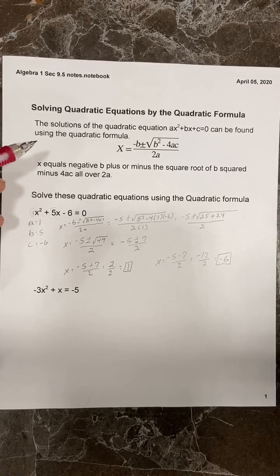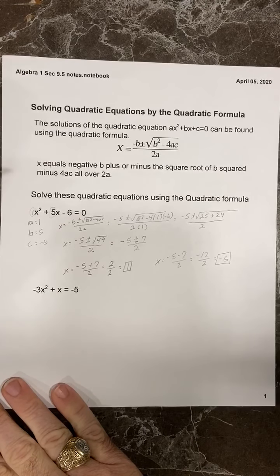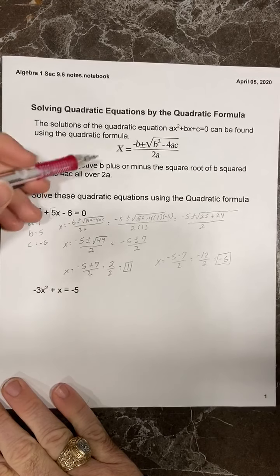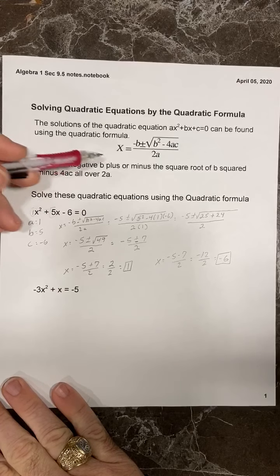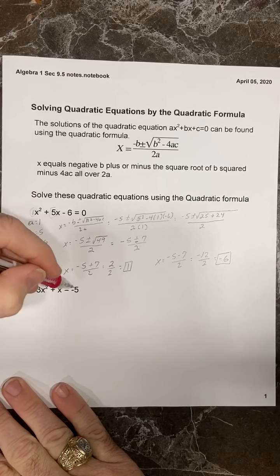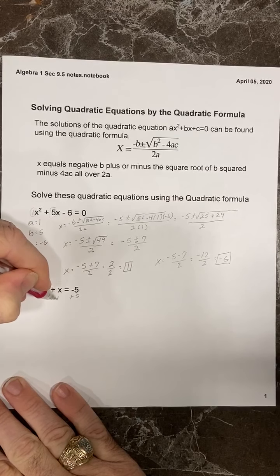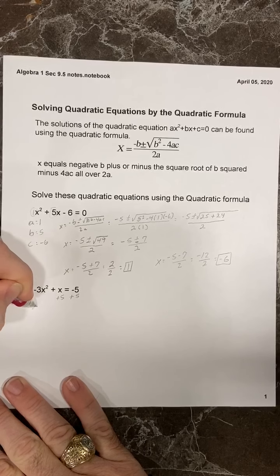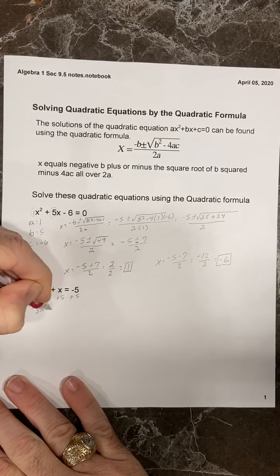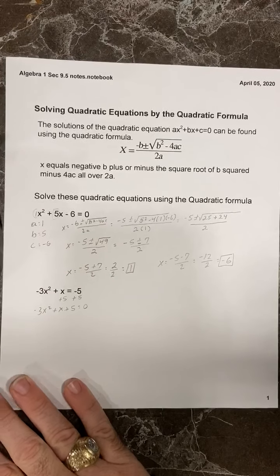All right, so let's do it one more time with this next example. -3x squared plus x equals -5. Now, in order to use the quadratic formula, we have to have it set equal to 0. So we've got to move this -5 over to the other side. So we're going to add 5 to both sides. So now we have -3x squared plus x plus 5 equals 0.